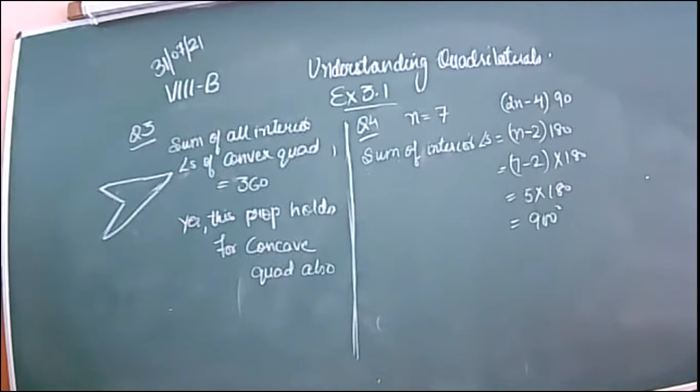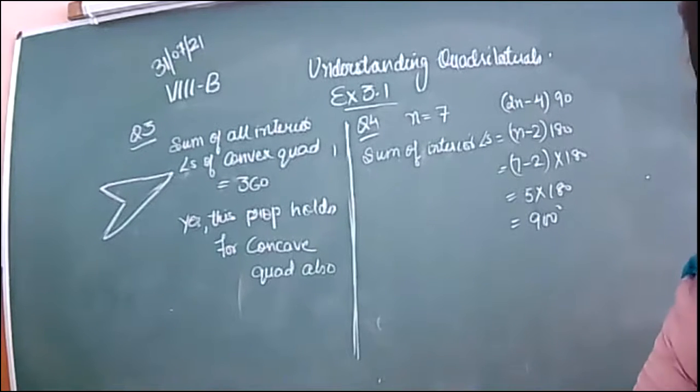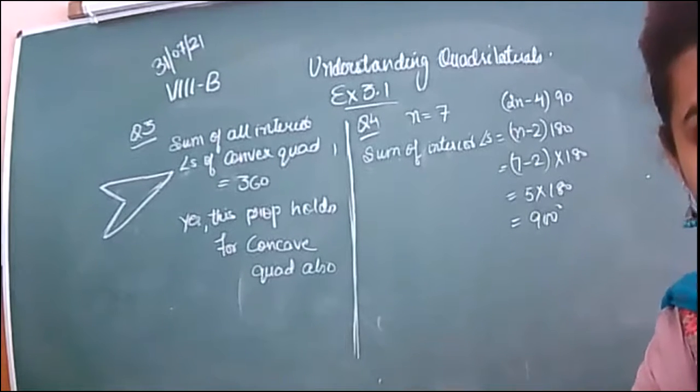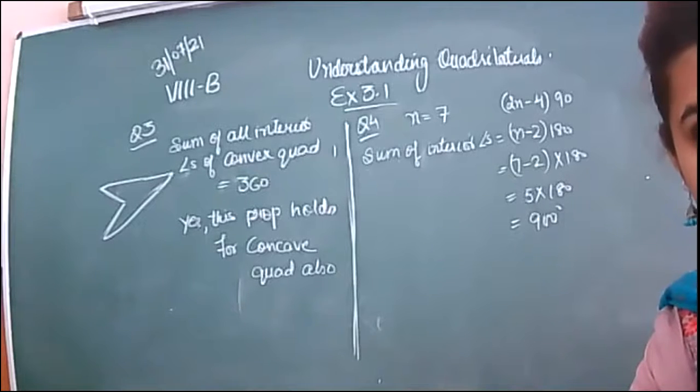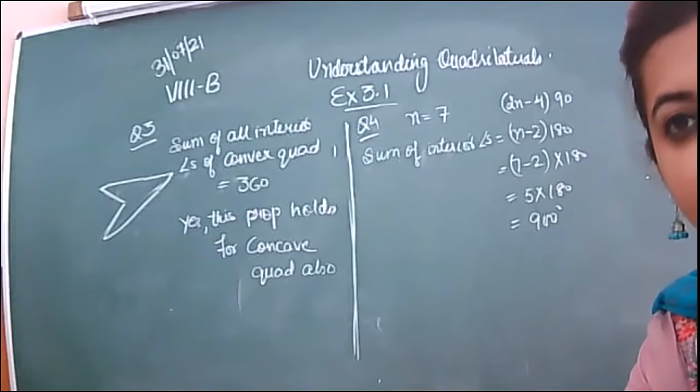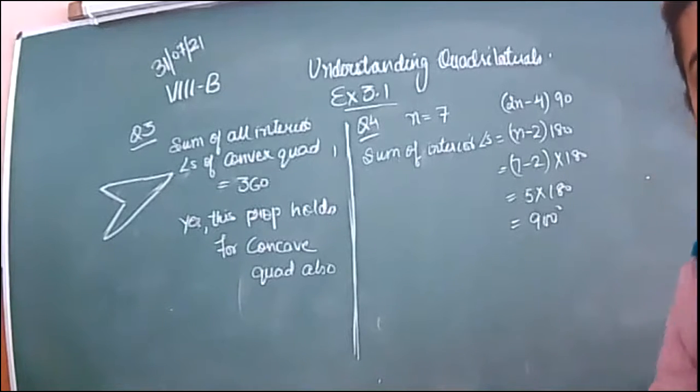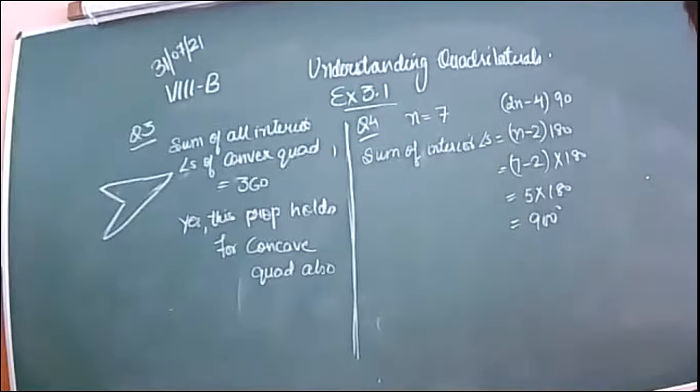Now state the name of the regular polygon of 3 sides. Ma'am, triangle. Equilateral triangle. Yes. For 4 sides. Ma'am, square. 6 sides. Regular hexagon. You can't write simply hexagon, it will be regular hexagon.